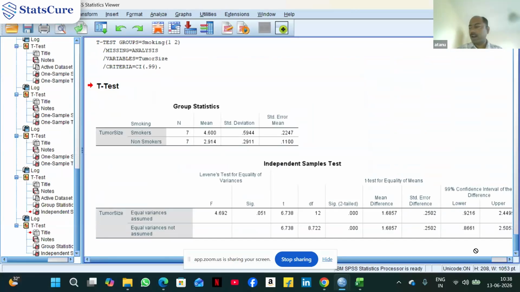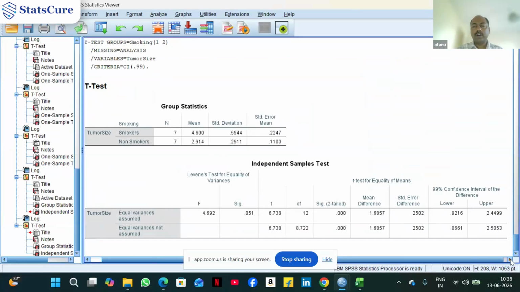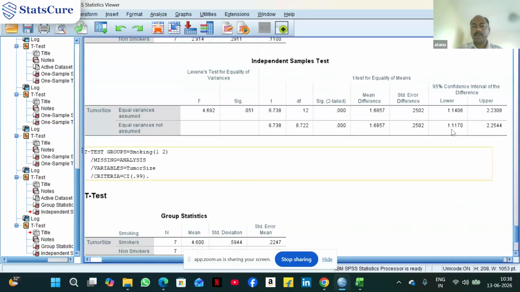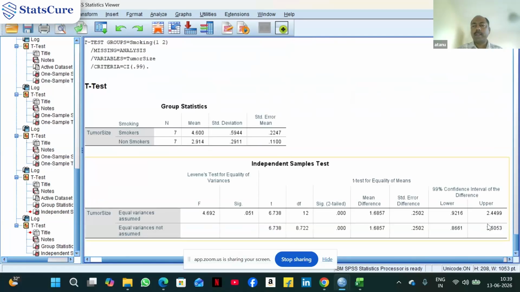So see, in comparison to the earlier confidence interval, here it becomes 0.92 to 2.44. It went up. What was the earlier one? See, the lower was 1.14 and 2.23. Now the lower has gone down to 0.92 to 2.44. What does it mean?